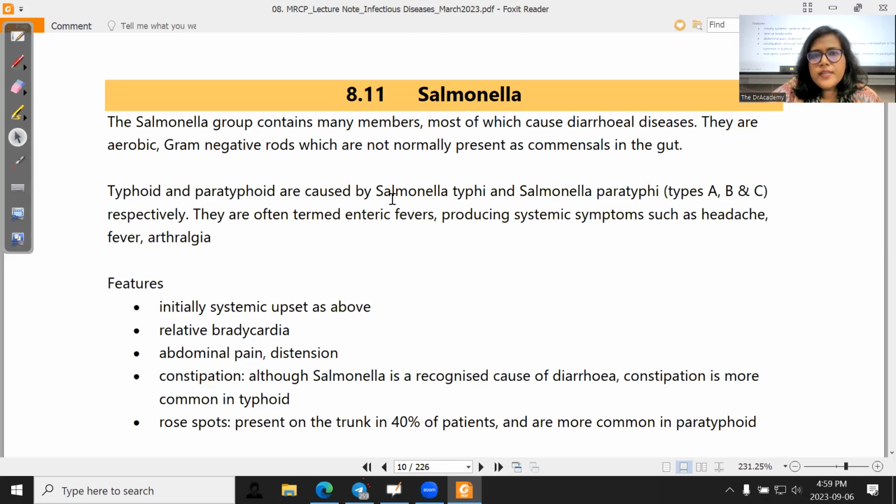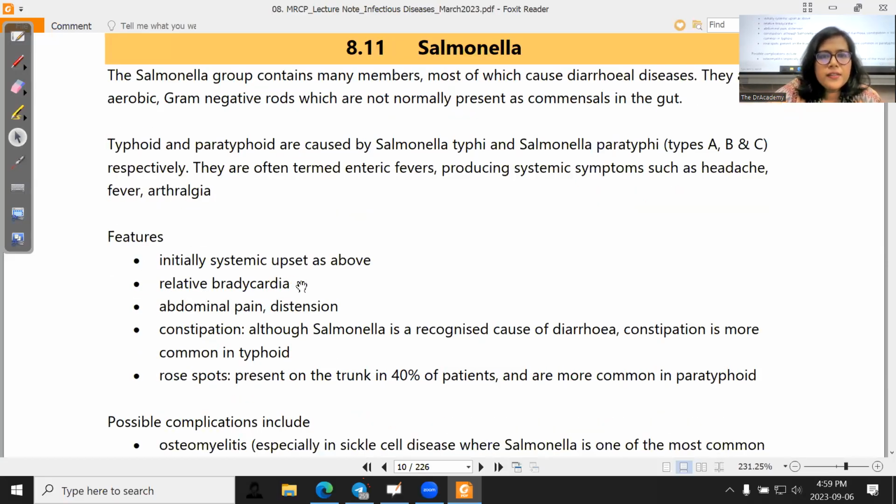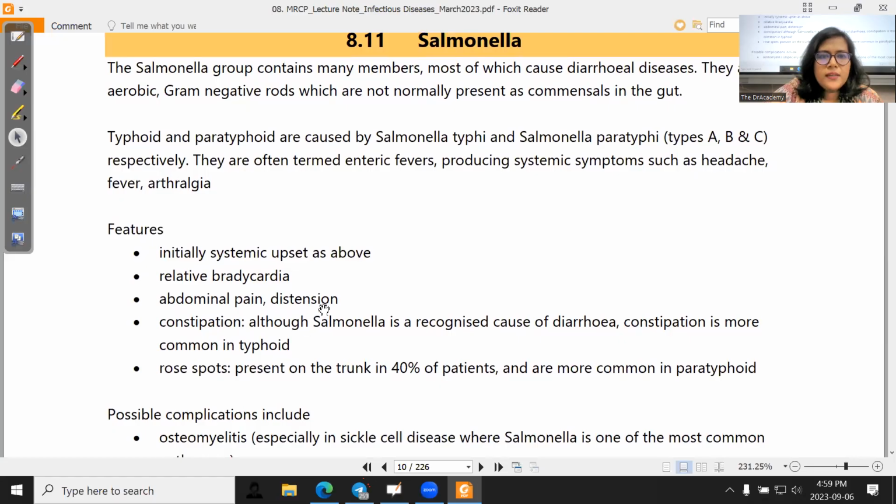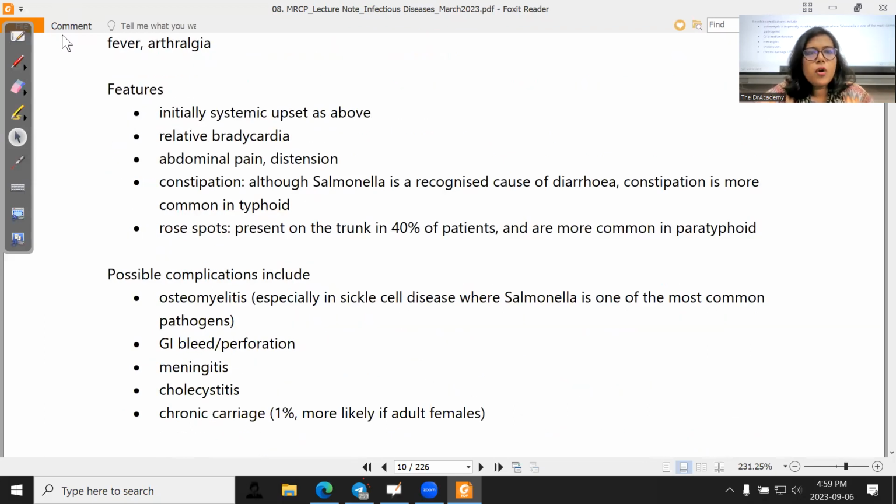Typhoid and paratyphoid are caused by Salmonella typhi and Salmonella paratyphi. Paratyphi is further divided into subgroups A, B, C, and these are often termed enteric fever, producing systemic symptoms like headache, fever, arthralgia. Okay, relative bradycardia, this is very important. Abdominal pain, distension, constipation. I did not have diarrhea, I did not have any abdominal problem. I had the pain though. And rose spots are present on the trunk in 40% of the patients, and more common in paratyphoid infection rather than typhoid infection. Possible complications.